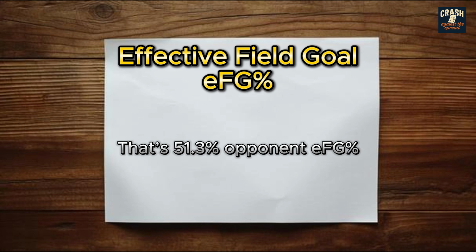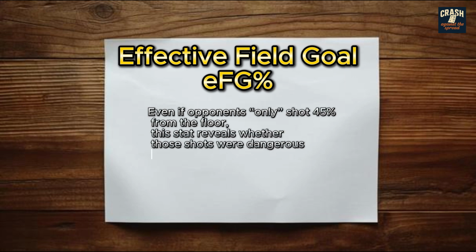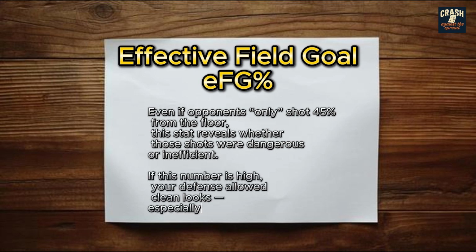What this tells you: even if opponents only shot 45% from the floor, this stat reveals whether those shots were dangerous or inefficient. If this number's high, your defense allowed clean looks, especially from three.